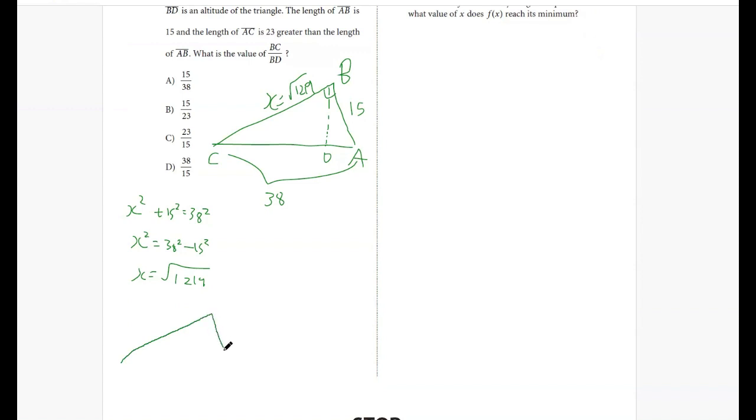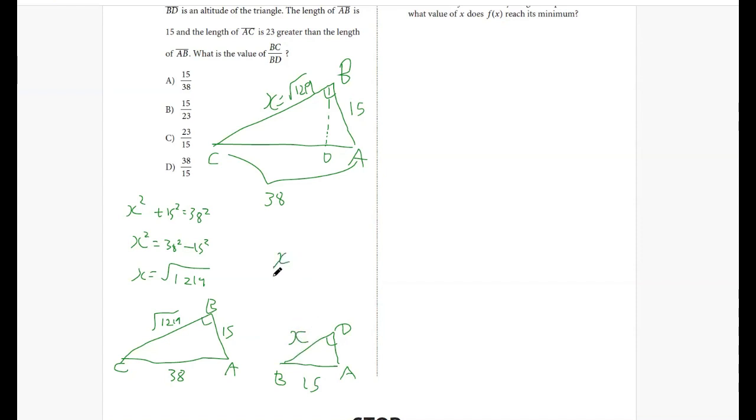So if I have this one over here, which is B, C, and A, and this is 38, 15, and square root of 1219. And this is A, this is B, this is D over here. Right angle. A is 15, and we need to find BD.